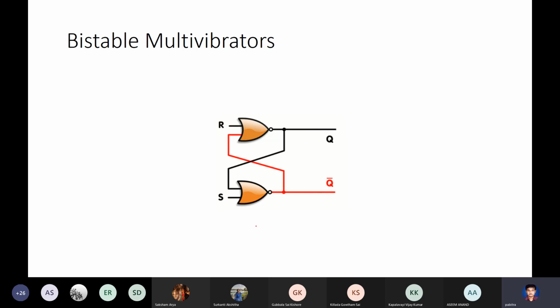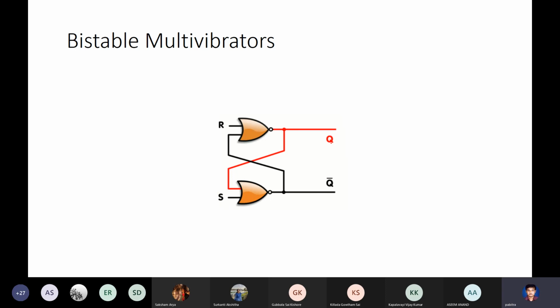Okay. Now let's see if Q is 0 and R is 1, S is 0. If R is 1, the output will be 0 here. And with 0, 0, the output is 1 here. So if R is 0 and S is 1, Q will be set to 1, whatever be the previous value. You can check for both previous values of Q, 1 and 0. If R is 0 and S is 1, Q will be set to 1. If R is 1 and S is 0, Q will be set to 0.